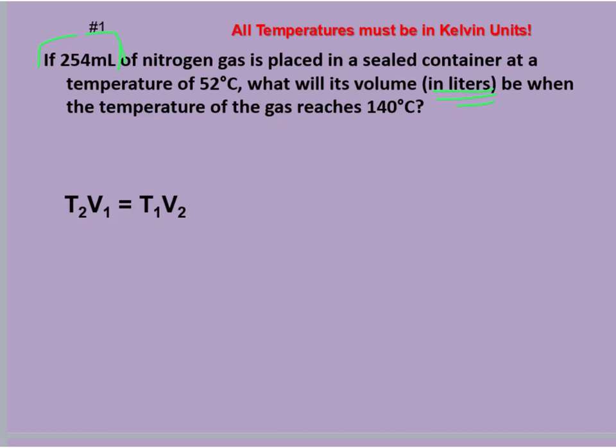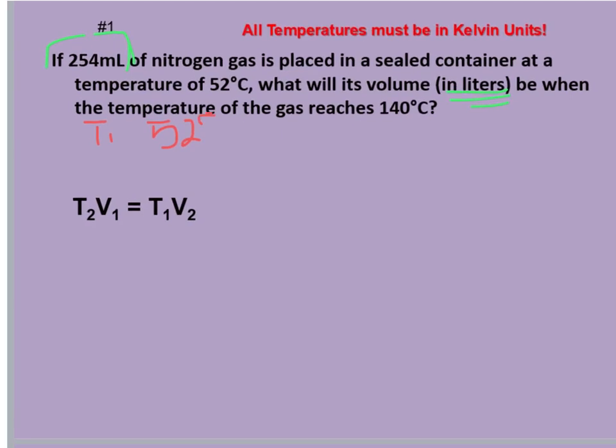So we're going to start looking to find the pieces here. Our T2, well, our temperature 2 is 140. Is that what we want to put there? No, we need to convert our temperatures to Kelvin. So our initial temperature is 52 degrees Celsius. We're going to add 273 to that, and we're going to get 325.